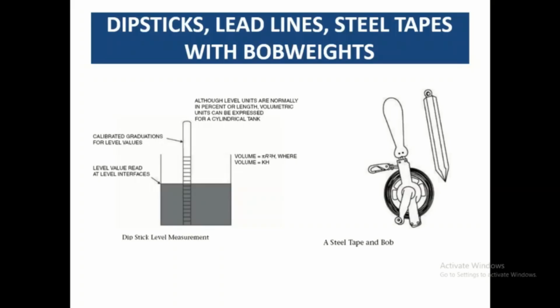Even in present scenarios in Pakistan, these manual measurements are still going on in the food industry. Very often, steel tape and bob weights are abundantly used in Pakistan, and throughout other countries as well.